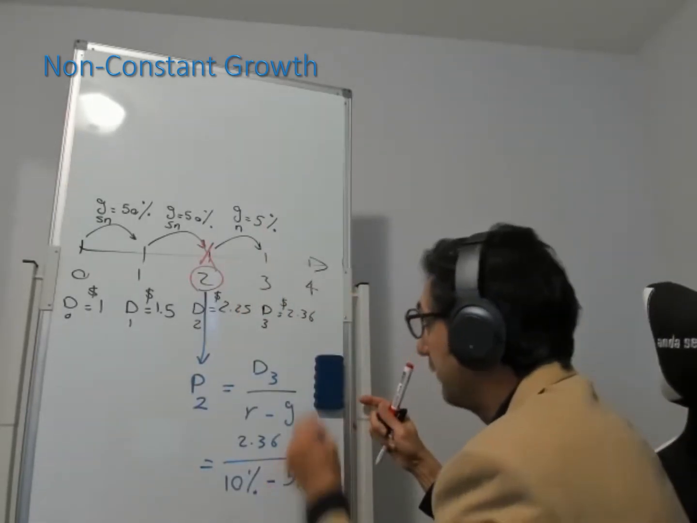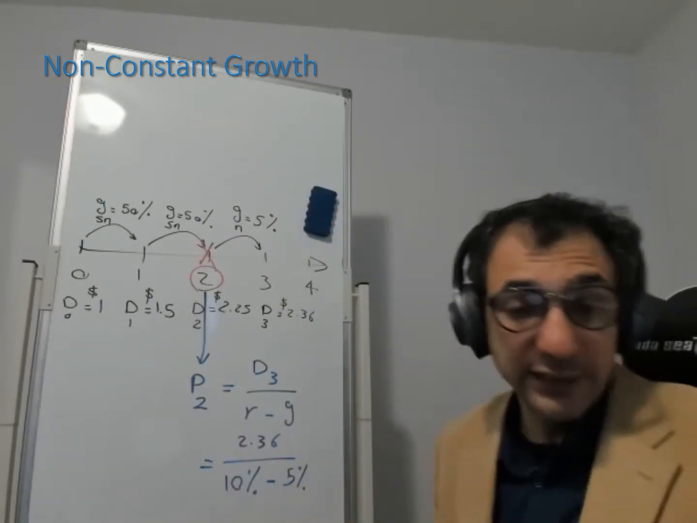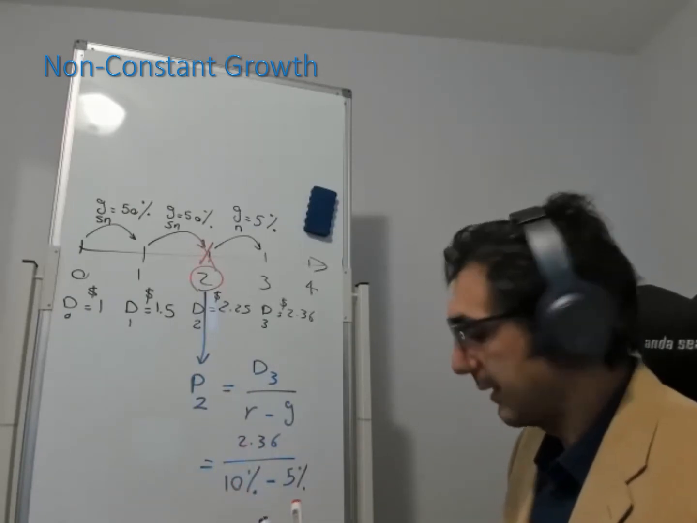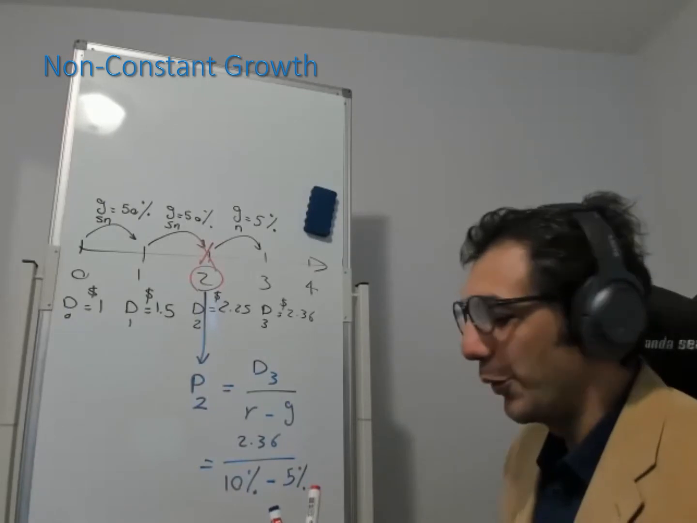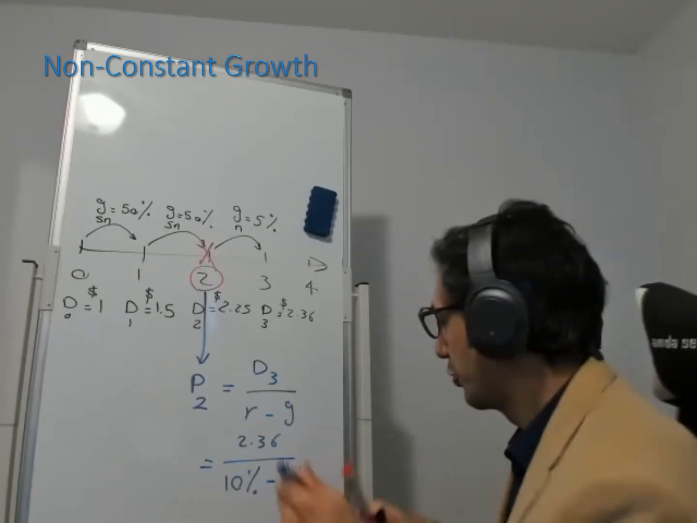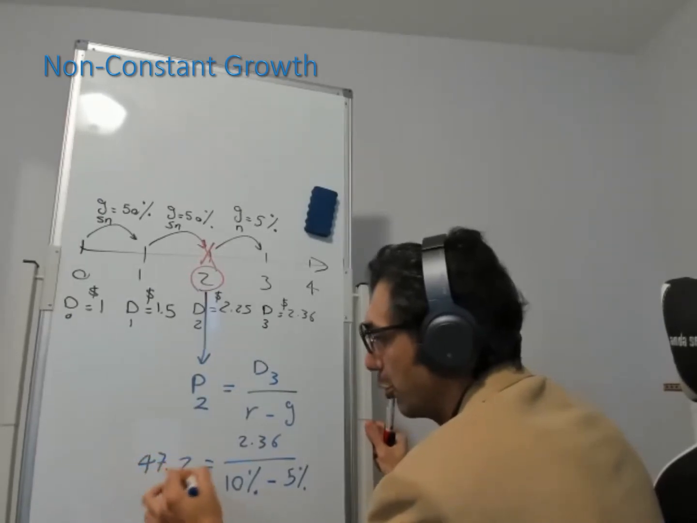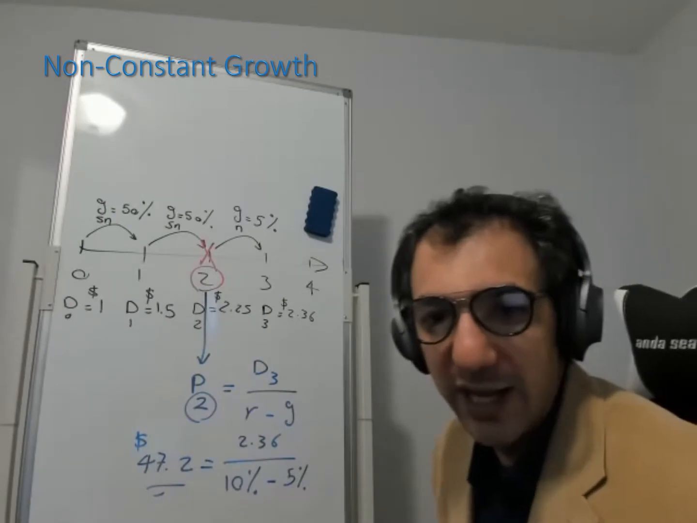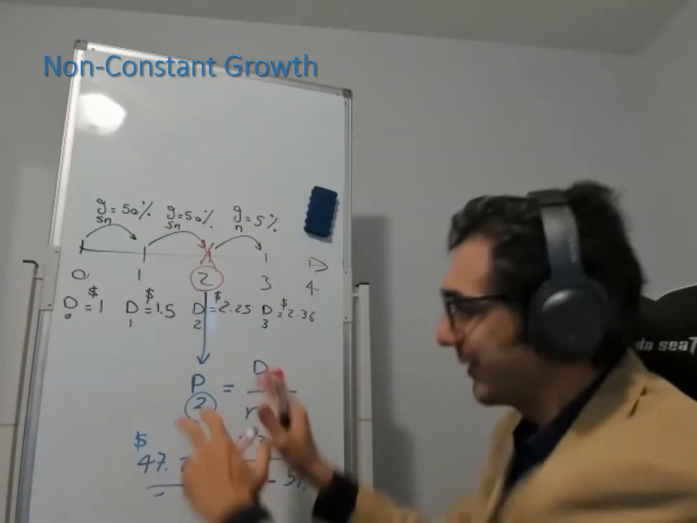So if you divide the dividend by the difference between the discount rate and the growth rate, you can find the price 2 years from now. So that's 2.36 divided by 5%, which gives you $47.20. That's the price 2 years from now. But we haven't done yet. I mentioned that's a two-stage model. That was the first stage.